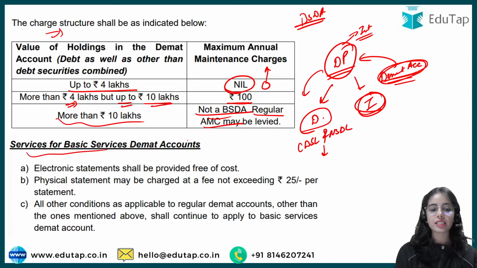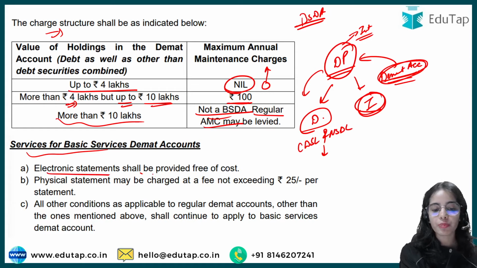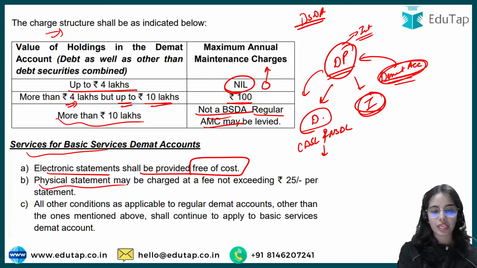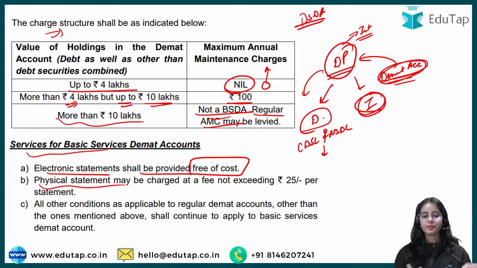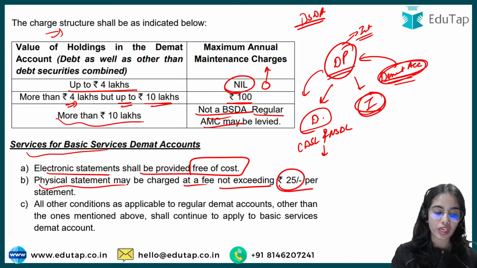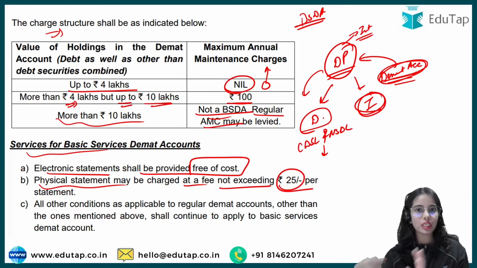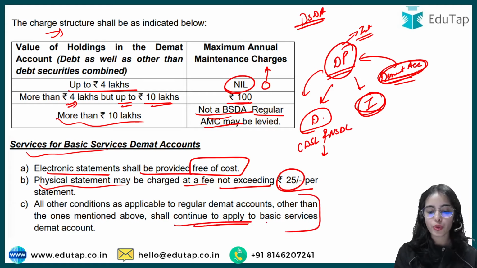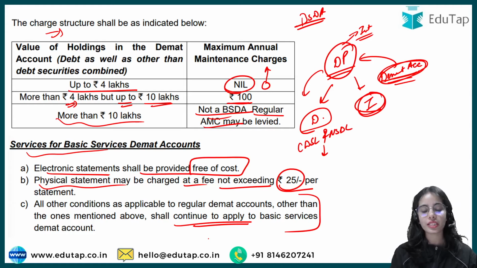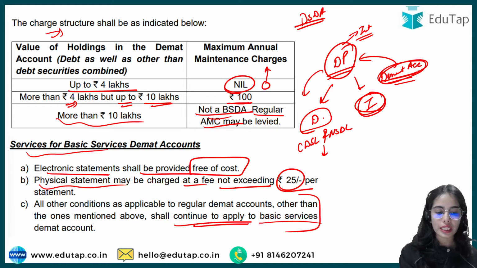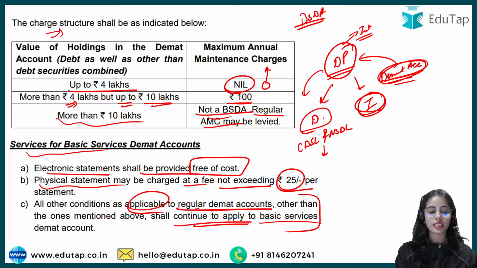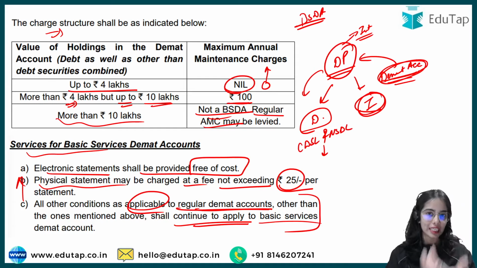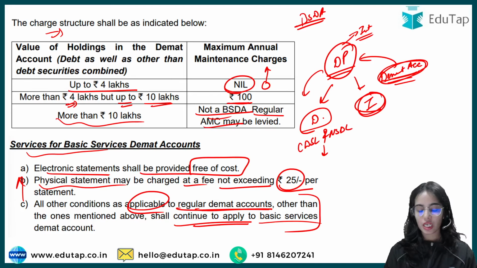Now, services for the basic services demat account. First of all, the electronic statement shall be provided free of cost. If you want a physical statement of your transactions, then it will be charged at a fee not exceeding rupees 25 per statement. If you want any additional facilities, that will continue to have the same charges as the regular demat account. Okay, so this is the basic idea, that all other conditions applicable to regular demat accounts, other than the ones that have been mentioned here, shall continue to apply to the basic services demat account. So if you want any additional services, that will have the regular charges. So I hope this is clear.